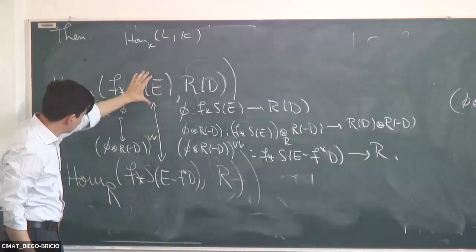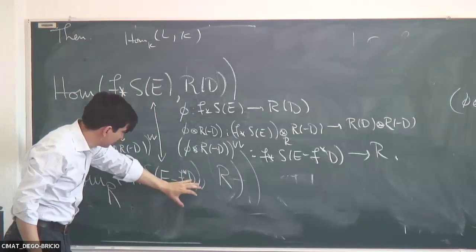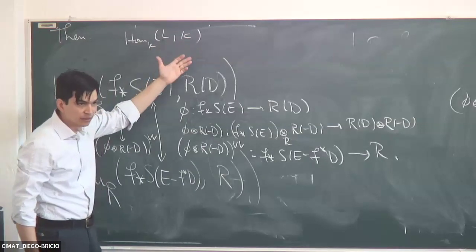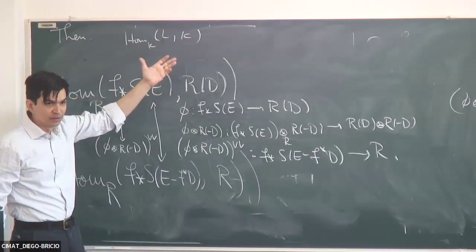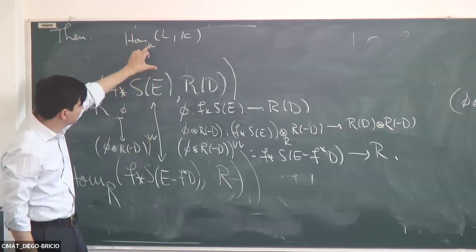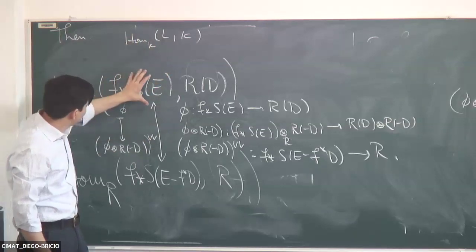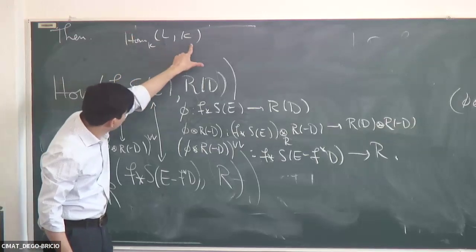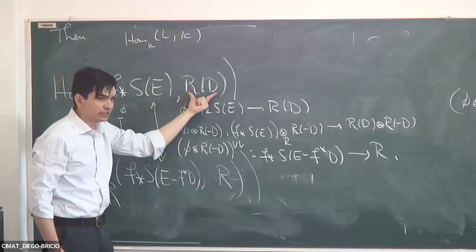Because everything here, like S, E minus F, pullback D, R, D, when you localize, they become, well, either L or K. So literally, these two objects live inside there. Actually, for example, you can think of this Hom set as something inside here. These are the maps from L to K that send S, E to R, D.